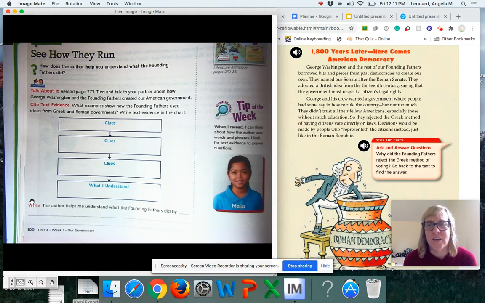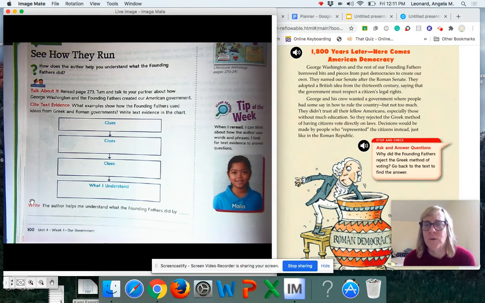1,800 years later, here comes American democracy. George Washington and the rest of the founding fathers borrowed bits and pieces from the past democracies to create our own. They named our Senate after the Roman Senate. They adopted a British idea from the 13th century, saying that the government must respect a citizen's legal rights.